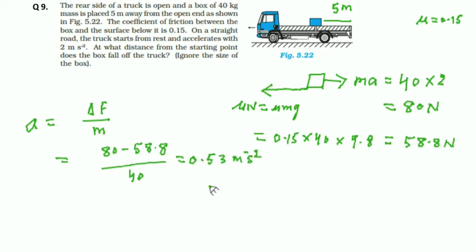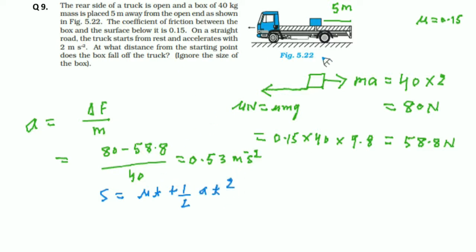Okay, now we have the acceleration. You have to find at what distance from the starting point the box falls off the truck. Let's find the time, how much time it will take with respect to the truck, not with respect to the ground. Time is independent of any observer here, either truck or outside. So first find the time actually. So S equals ut plus half at square.